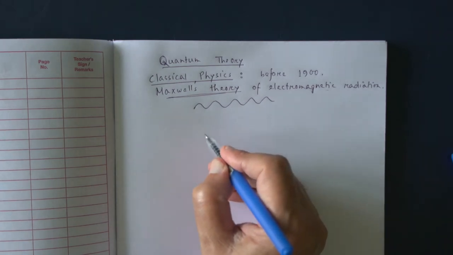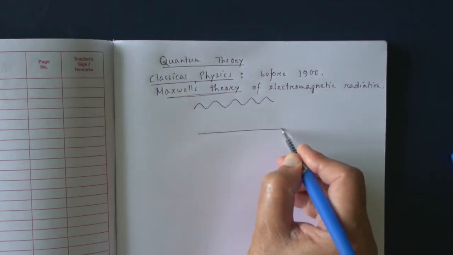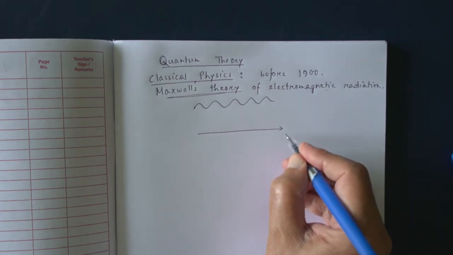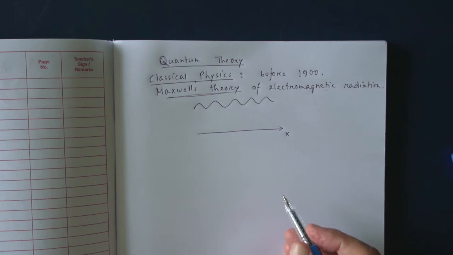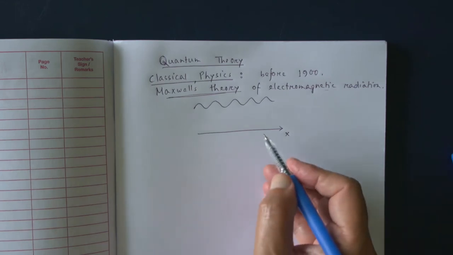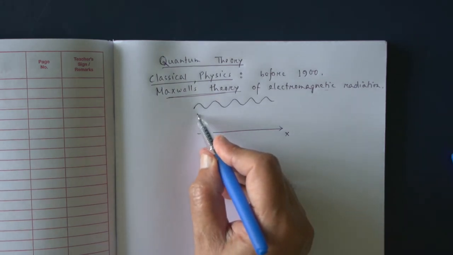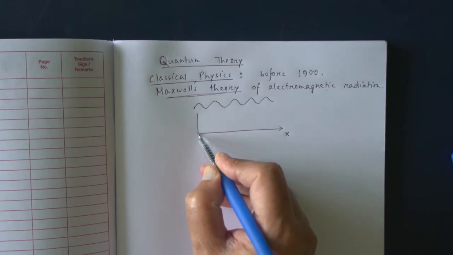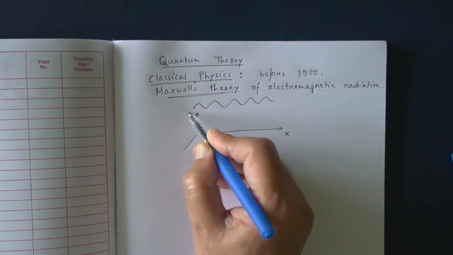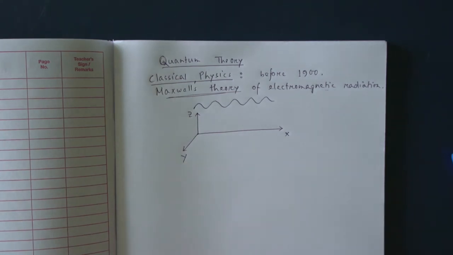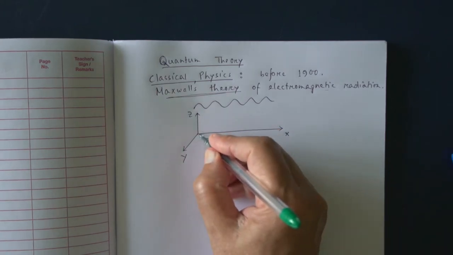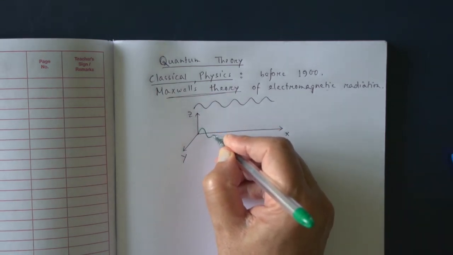Suppose light is moving in this direction. Say this is the x direction. Light is moving in x direction. So this light has two components. This is the z axis, this is the y axis. So it has two components. One is the electric field component, it is like this.